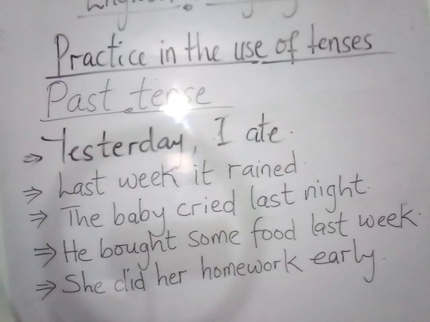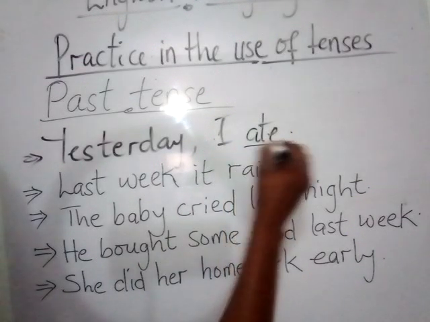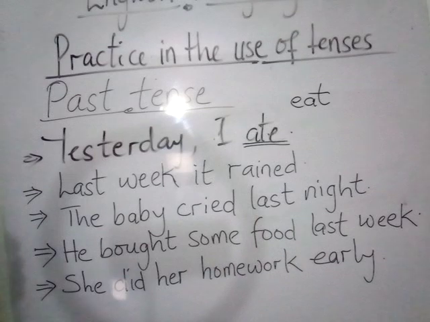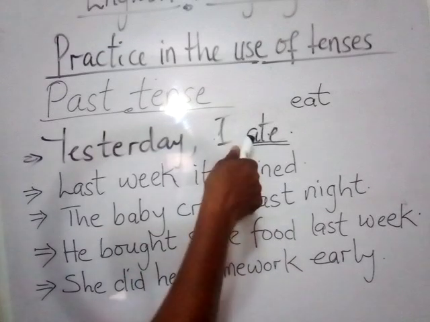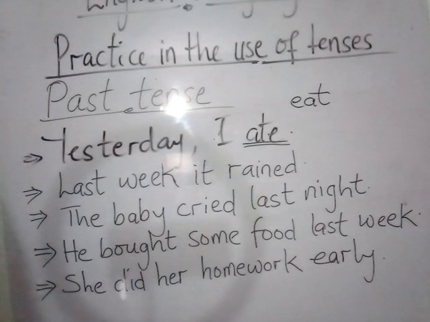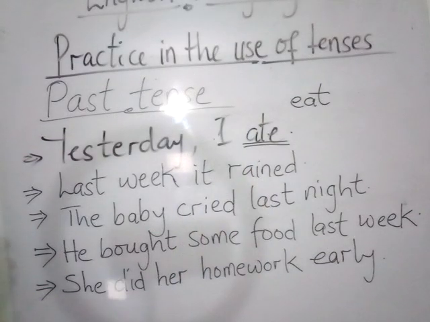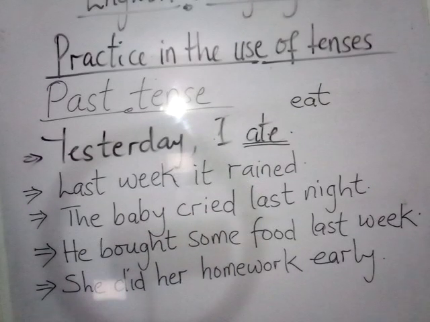Yesterday I ate. This is strictly talking about something that has already happened. Ate is the past tense of eat. Eat is the present tense and ate is the past tense. Because it has already happened, you cannot say yesterday I eat. It is very wrong. You say yesterday I ate.